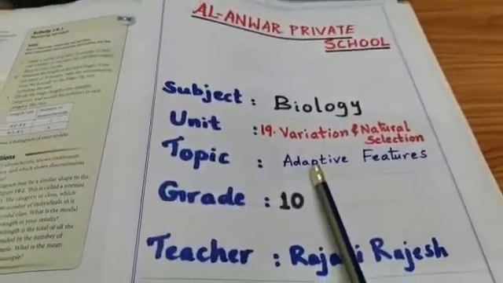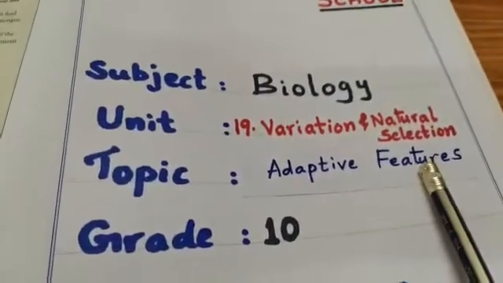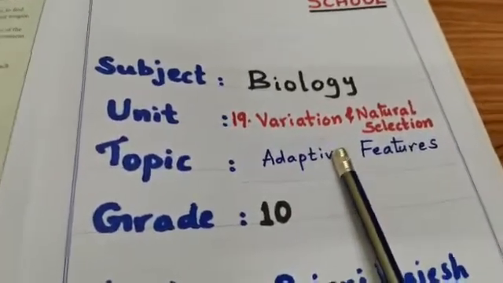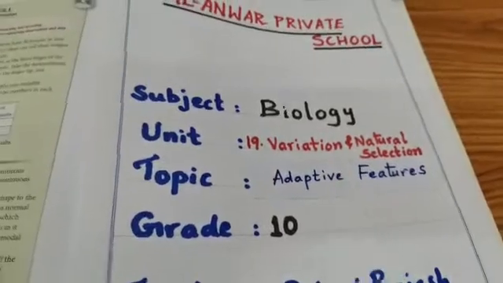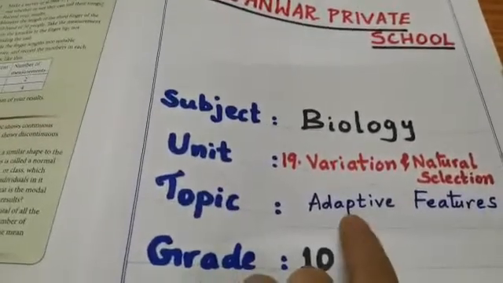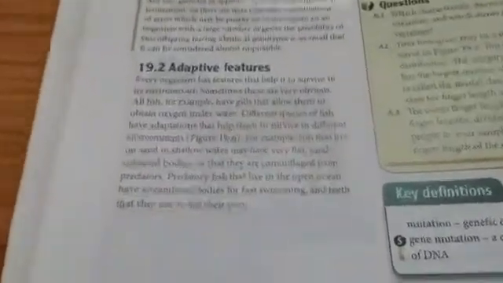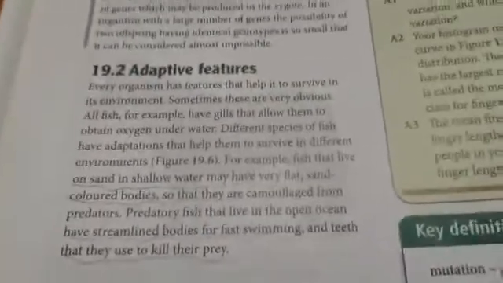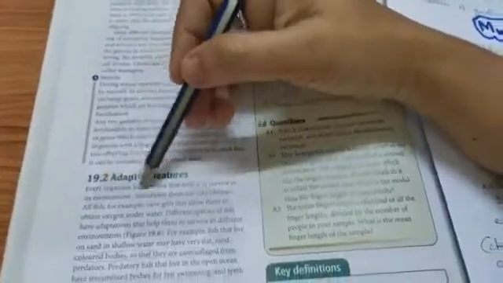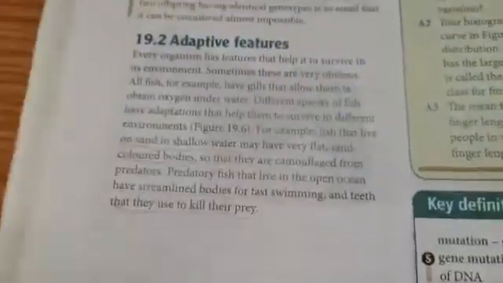Today we are going to learn about a new topic, adaptive features. You might have heard about this word, adaptation, in the last year's unit. You already learned this topic, adaptation, in last year's lessons. If you open your course book to page number 250, you can see the words adaptive features. As I told you, adaptive features are related to the adaptation of organisms. Organisms means plants and animals.